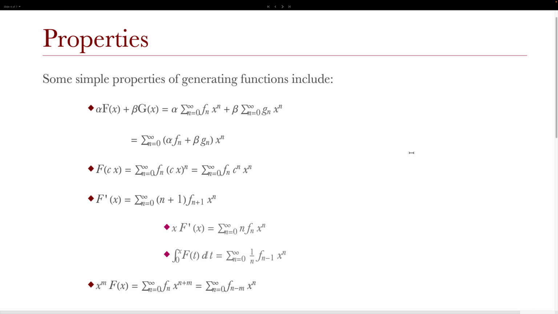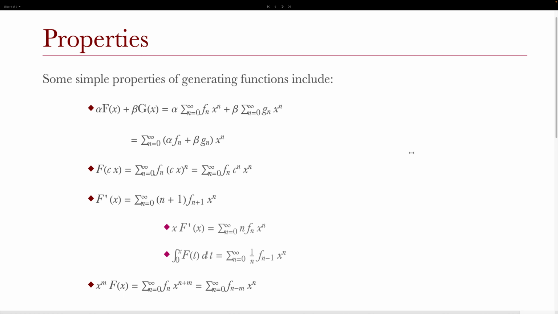Now, going back, we can look at some simple properties of generating functions. To start with, multiplying a generating function by a coefficient, let's say alpha times f of x plus beta times g of x, we'll just take that coefficient and separate it out of the sum. This means that for arbitrary generating functions, alpha times big F of x plus beta times big G of x will be equal to alpha times the infinite sum starting at n equals 0 of f sub n times x to the power of n plus beta times the infinite sum from n equals 0 of g sub n times x to the power of n.